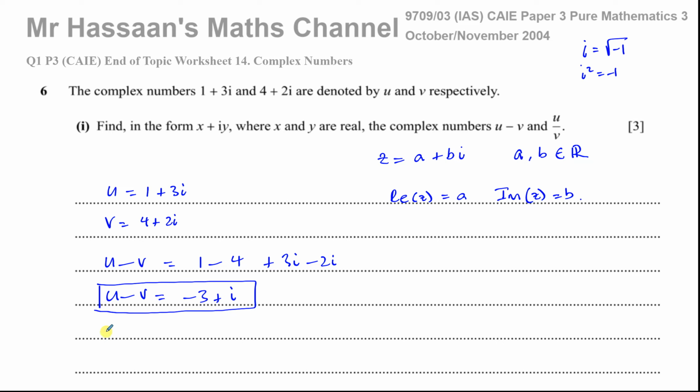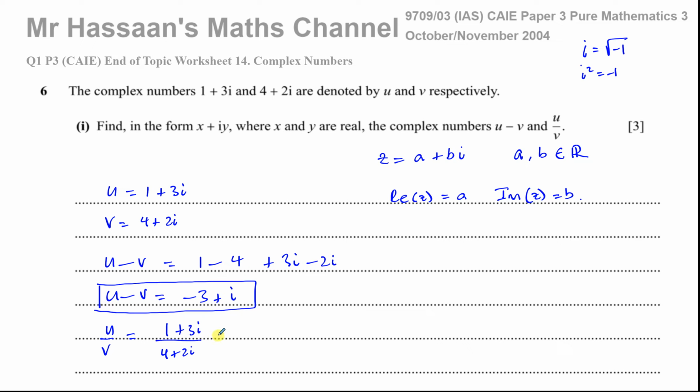And then we'll have to find u divided by v. Now u divided by v will be basically (1 plus 3i) over (4 plus 2i). Now, to express this in its simplest form, it means basically in the form x plus iy. That means in its simplest form.